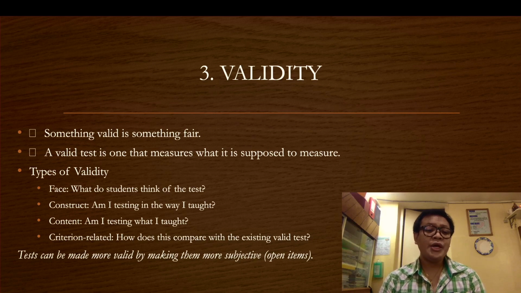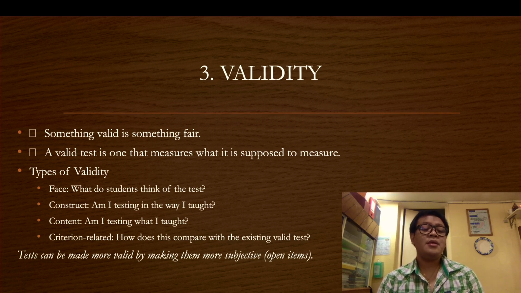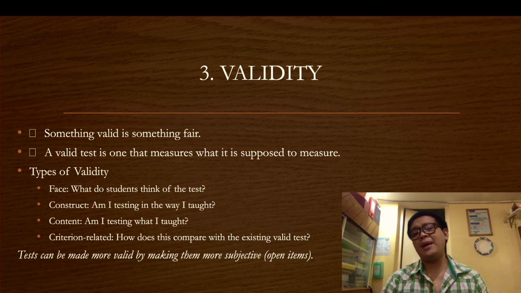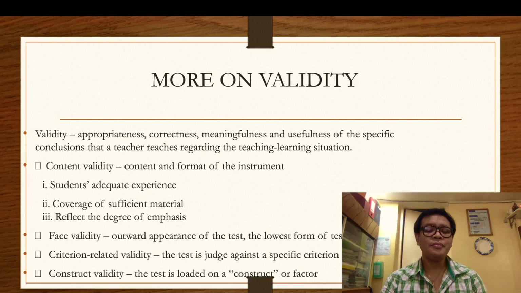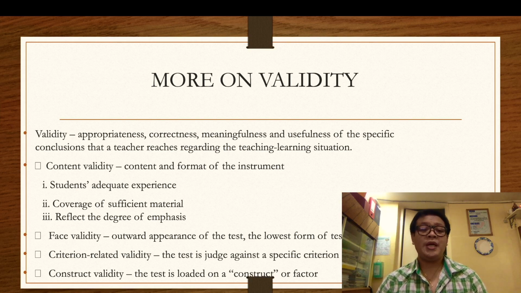Number four, criterion related. The question would arise, how does this compare with the existing valid test? Tests can be made more valid by making them more subjective, and this is more into the open item tests. Just a continuation more on validity. Validity is the appropriateness, correctness, meaningfulness, and usefulness of the specific conclusions the teacher reaches regarding the teaching-learning situation.